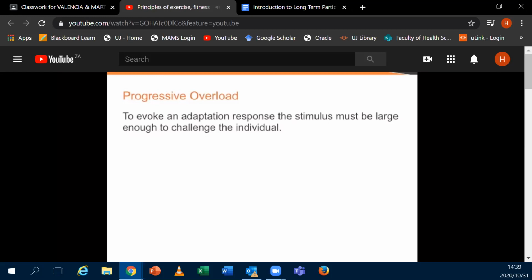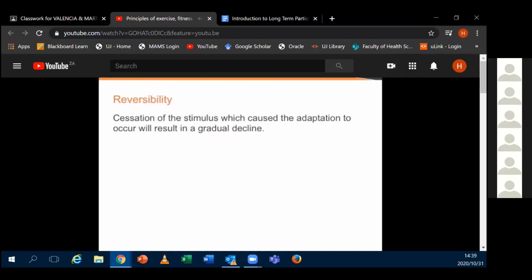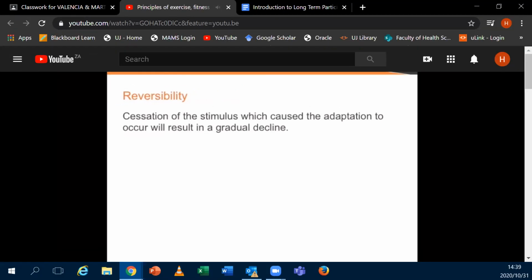Progressive overload. To evoke an adaptation response, the stimulus must be large enough to challenge the individual. Reversibility. Cessation of the stimulus which caused the adaptation to occur will result in a gradual decline, known as use it or lose it.